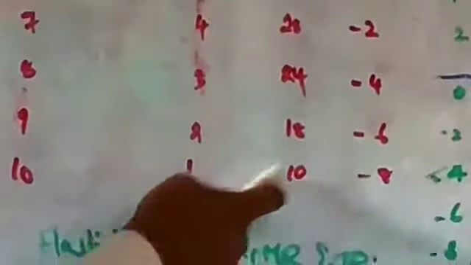Okay. So 30 minus 28 is 2, 28 minus 24 is 4, 24 minus 18 is 6, and 18 minus 10 is 8. So all these MR we have identified.